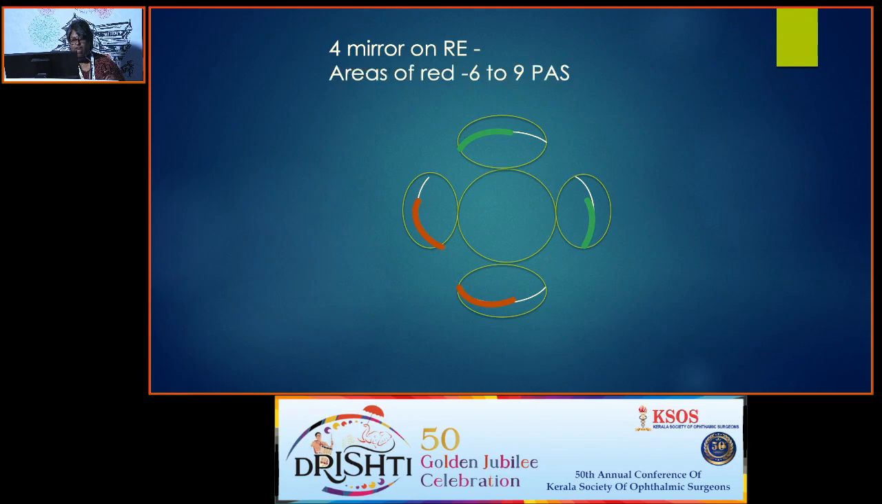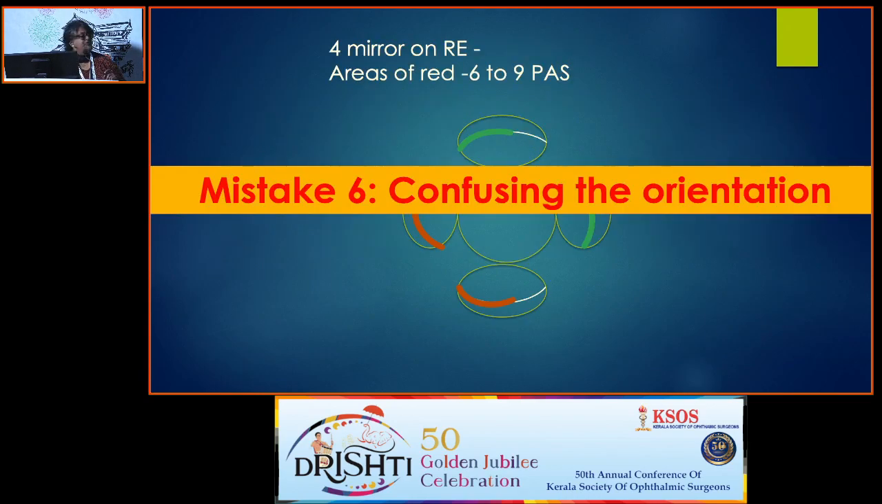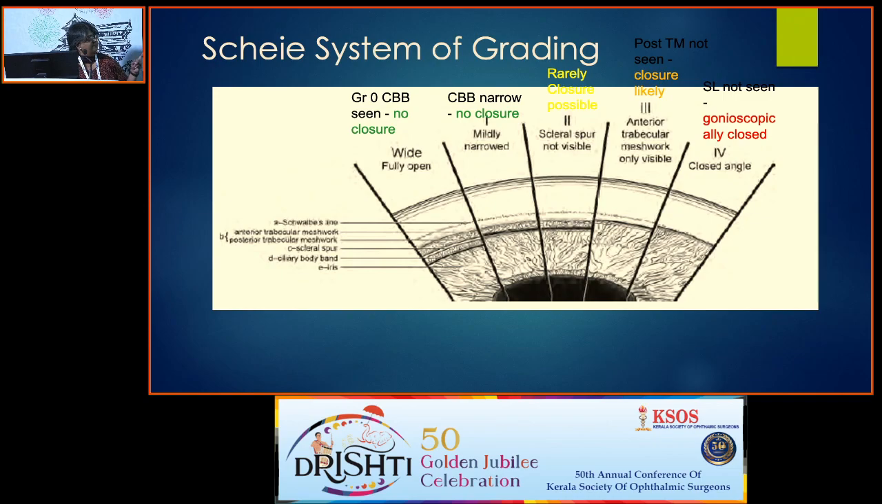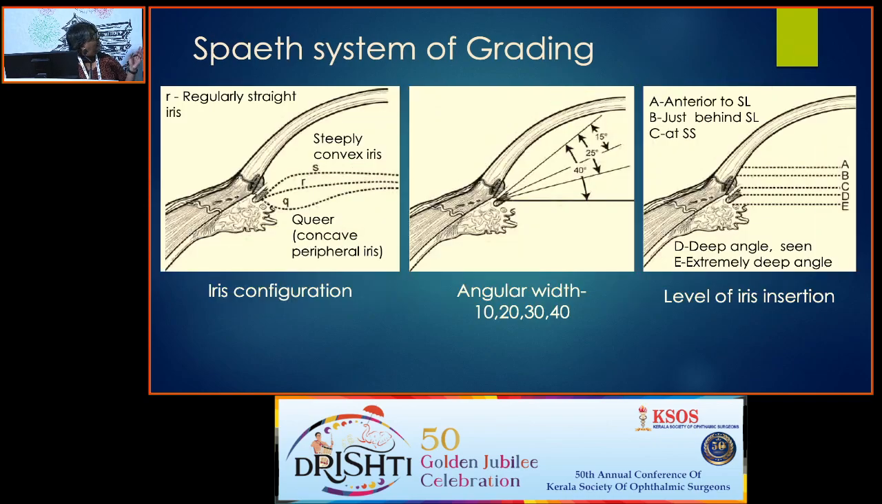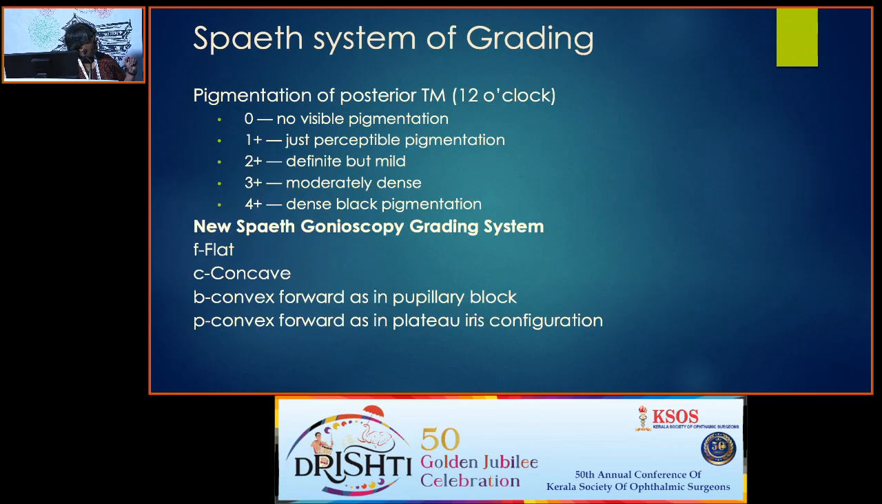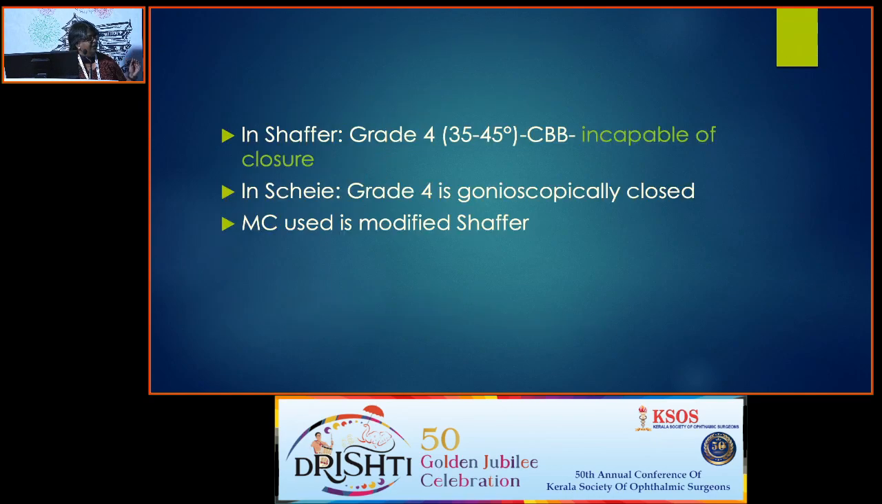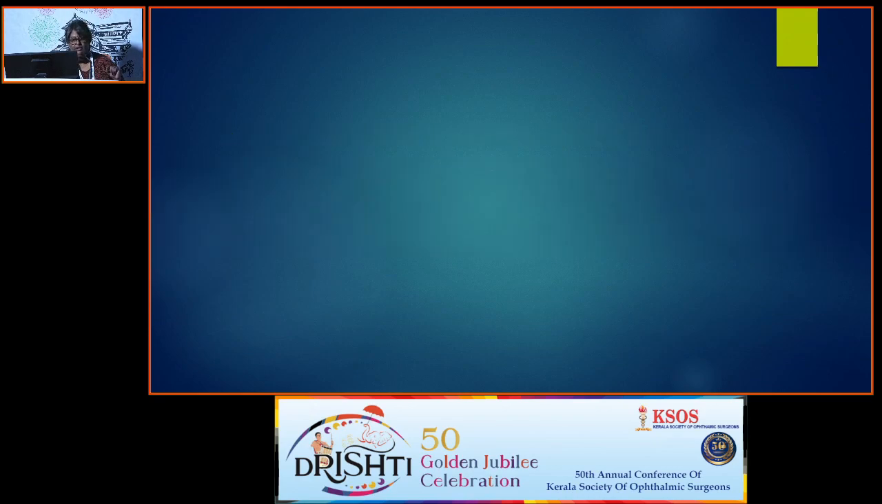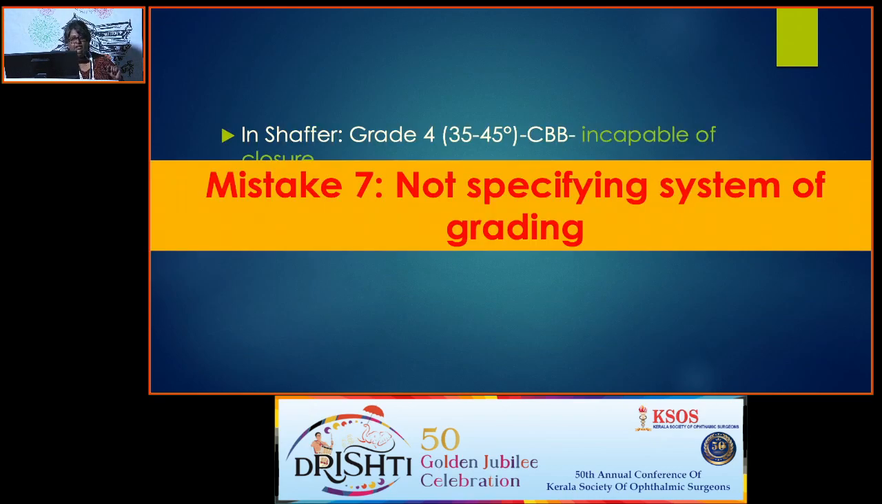So confusing with the orientation is the next mistake. There are n number of classification systems. Usually used one is Schaeffer system. The grade 4 is open in Schaeffer's. Shaffer's system, it is closed. And Spaeth describes the angles. So if you mention it is grade 4, it doesn't mean anything. You have to mention the system and then only mention the grade. So not mentioning the system of classification, then it doesn't help.